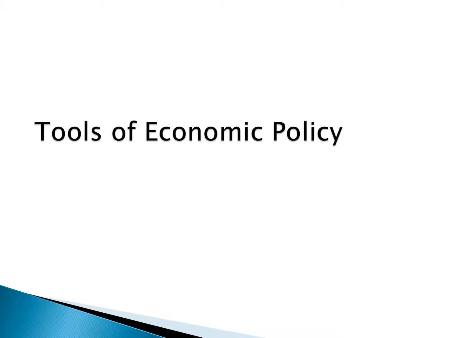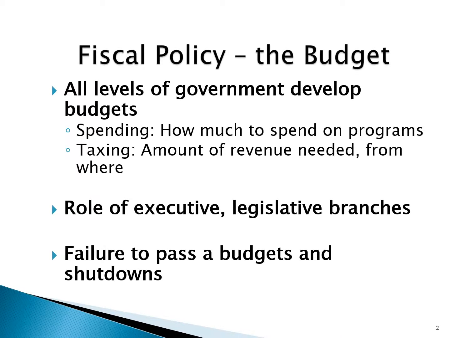The government has some tools to influence the economy and ultimately reach these 5 goals, some of which we've already touched on. The first tool we're concerned with is the budget. This relates to the policy tools of taxing and spending, which is at the heart of fiscal policy, which is basically dealing with revenue and expenditures.